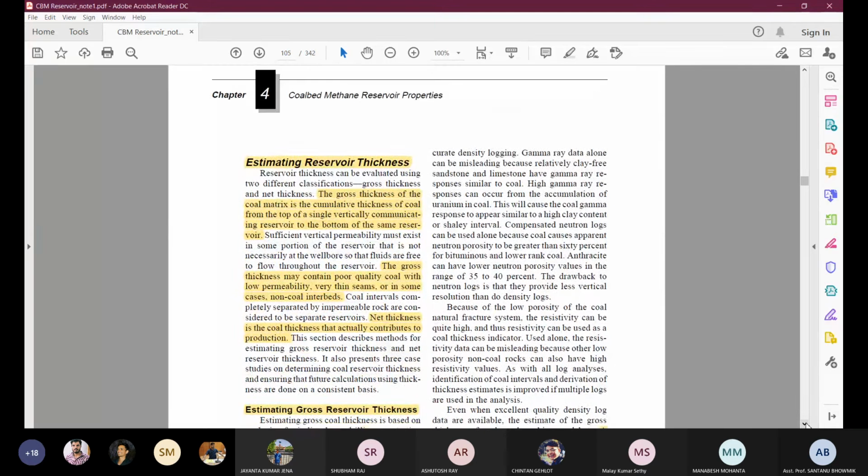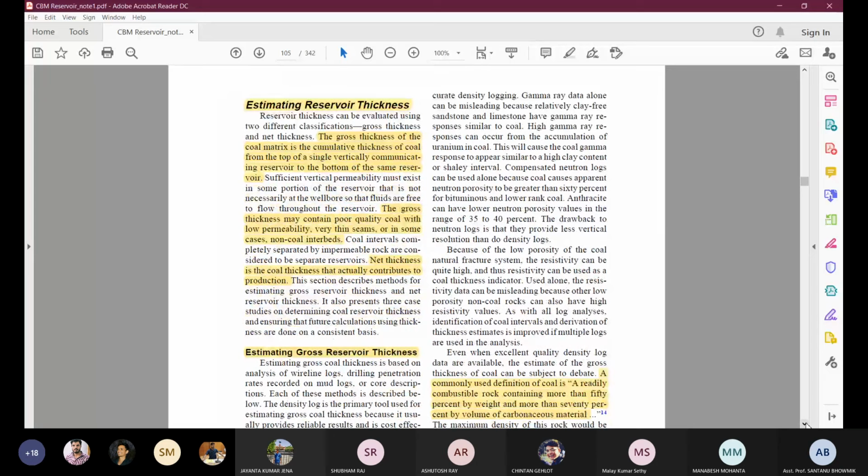How are we going to know about the reservoir thickness? There are two types of thickness. One is the gross thickness, which is the actual thickness of the coal seam, and then there is the net reservoir thickness, or the net pay thickness. The net pay thickness is the amount of the zone, the thickness of the coal, that is actually going to be used for CBM production, that is going to give and help the gas production.